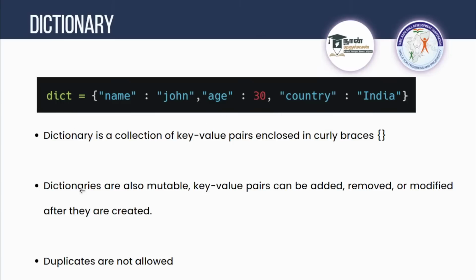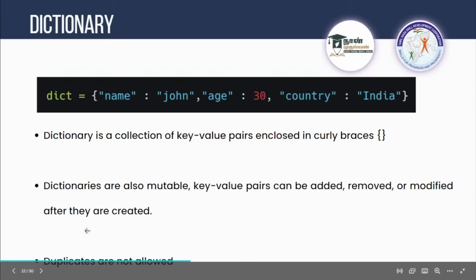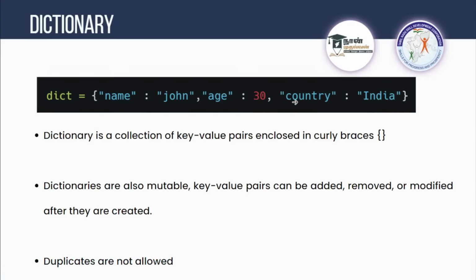The property of a dictionary is that dictionaries are also mutable, which means they can be altered once they are created. Key value pairs can be added, modified, or removed after they are created, and duplicates are not allowed. So it is similar to a set in that way. There are certain properties, like what if a duplicate key is present, what will be the value? All these things we will discuss later.